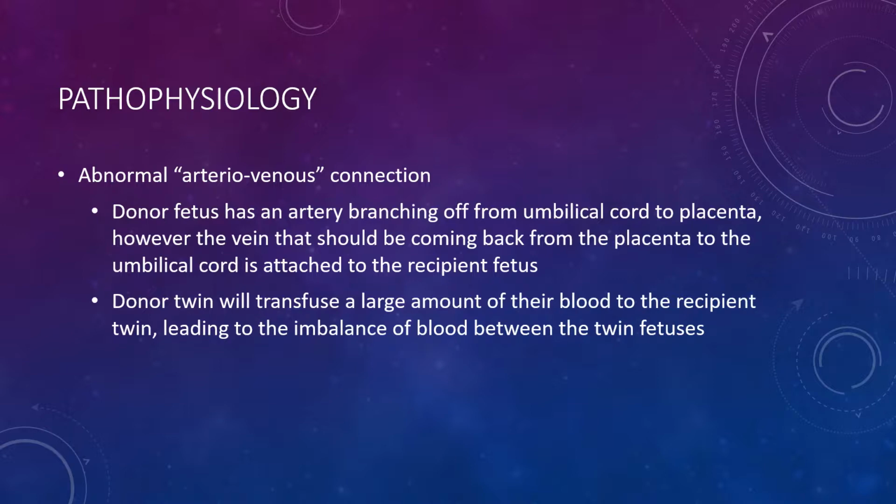So the donor twin will end up becoming anemic, and the recipient twin will end up being polycythemic. Another issue that happens is, since there is so much blood going to that recipient twin, the blood will be thick since they are getting so many red blood cells, and that can lead to problems.